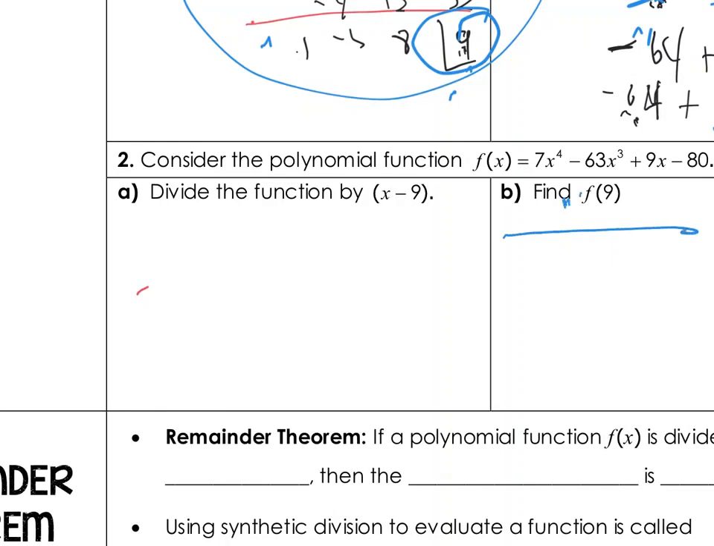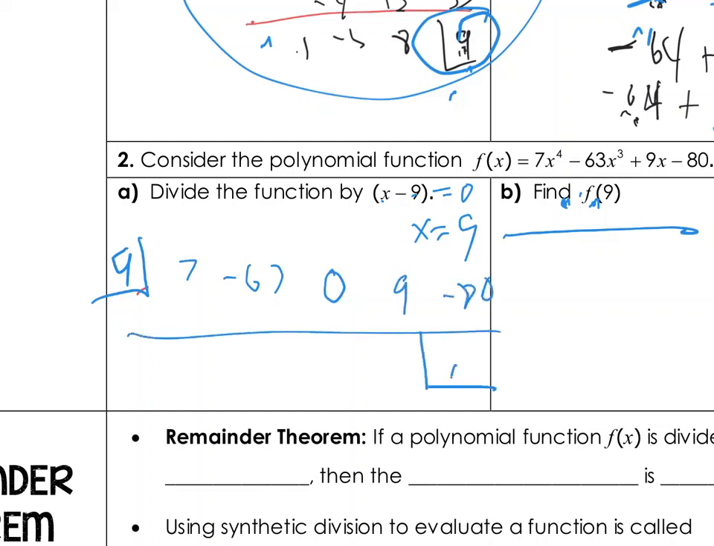He wants f of 9, because if I take x minus 9 and set that equal to 0, x is 9. So I know when I get done dividing by a 9, and the coefficients are a 7, 0, -63, and a 0, 9 and a -80. When I get done, this answer right here will be f of 9.